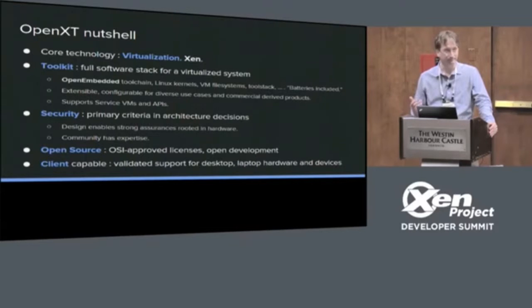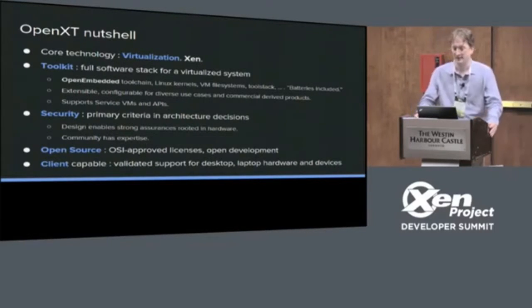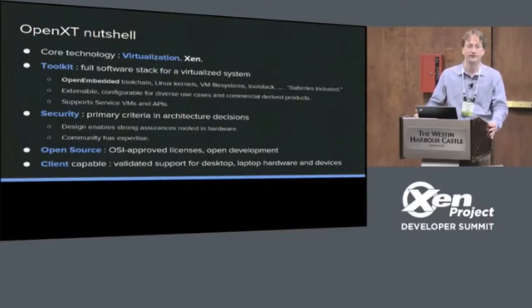OpenXT is all open source. The code's on GitHub. It's got OSI approved licenses. We develop in the open. We have a public mailing list. We have a public defect tracker, an IRC channel populated with developers who are engaged. That's the kind of project that we present to the world.